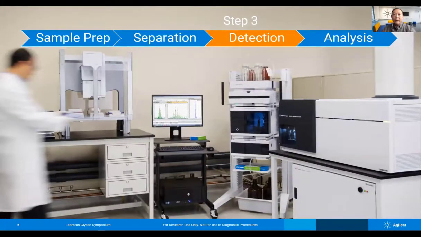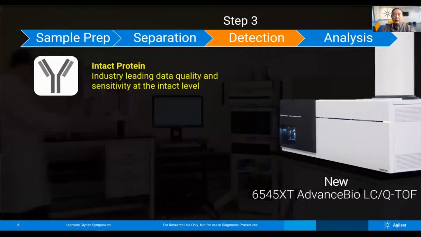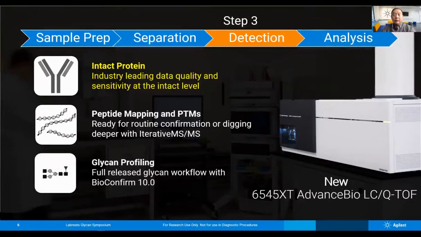The new 6545XT AdvanceBio LC Q-TOF has a unique feature that enhances the usability for the analysis of antibody and many other biomolecules. The spectral quality of the large molecules like antibody has been improved drastically, mainly due to the improvement in the TOF vacuum. Also, a greater than 4 times increase in signal or sensitivity was achieved for large molecules from AutoTune. This improvement allows for more confident identification of the low-level isoforms in the sample. The 6545 Q-TOF system can also be used for routine peptide mapping and whole cell protein identification with the new iterated MS/MS data acquisition program.